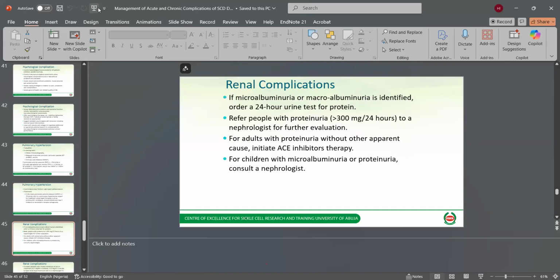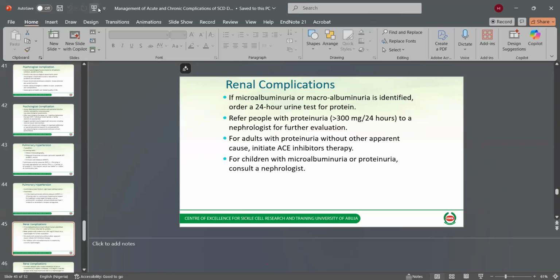Renal complication. There's a spectrum of renal complications that can occur in sickle cell disease. If microalbuminuria or macroalbuminuria is identified, order a 24-hour urine test for protein. Refer people with proteinuria of greater than 300 milligrams per 24 hours to a nephrologist for further evaluation.